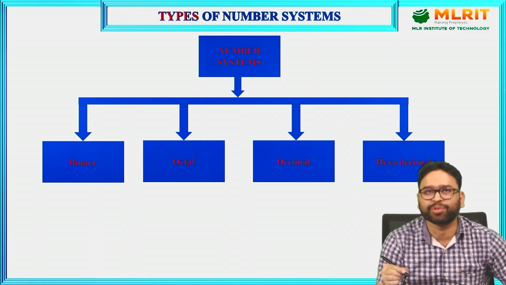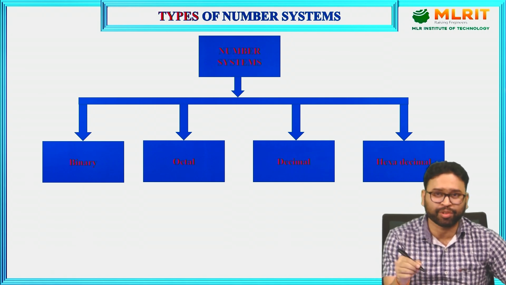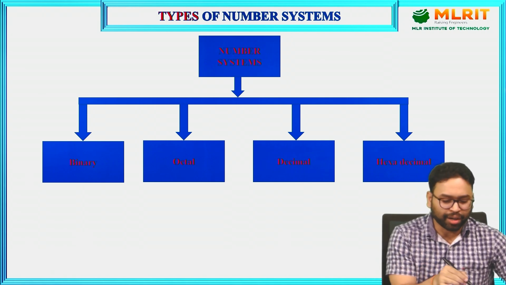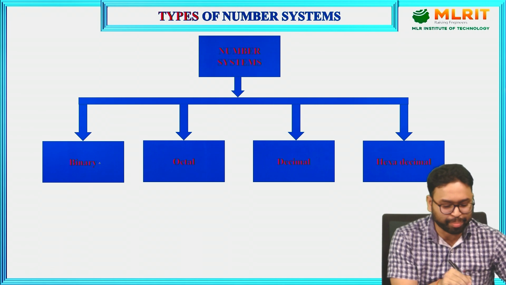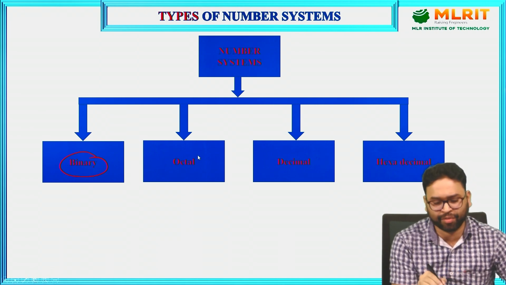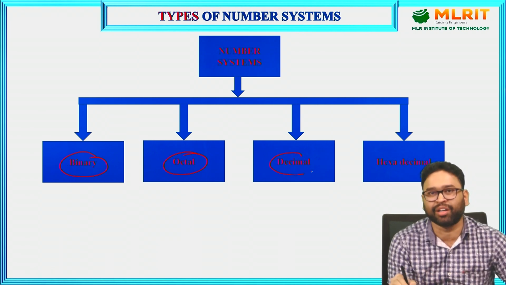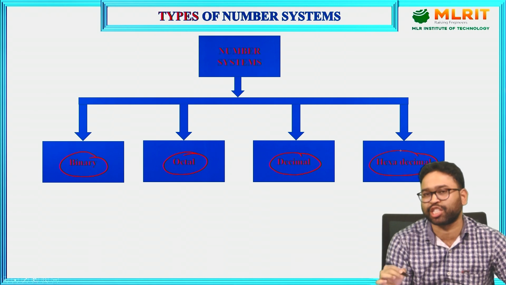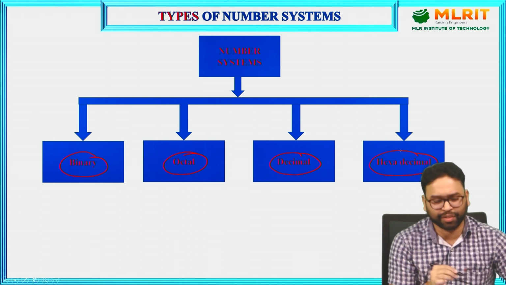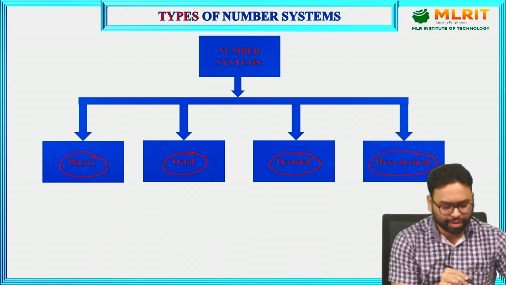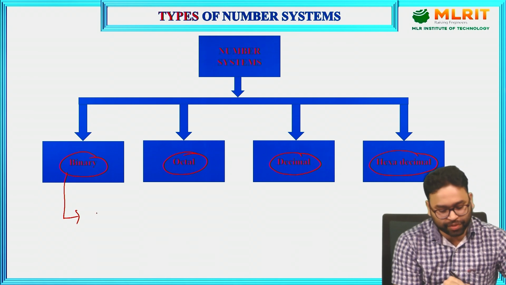Let's look into the types of number system. In types of number system, we are basically utilizing 4 number systems here. One is binary, another one is octal, another one is decimal, and another one is hexadecimal number systems. These are divided depending on their base value. For example, if you look into the binary, its base value is 2.